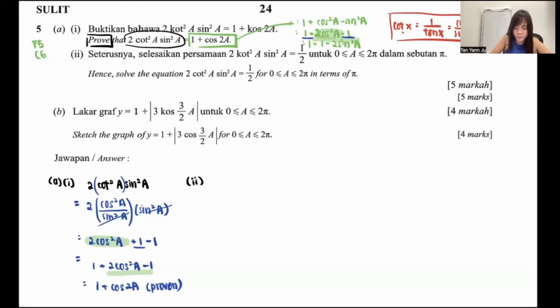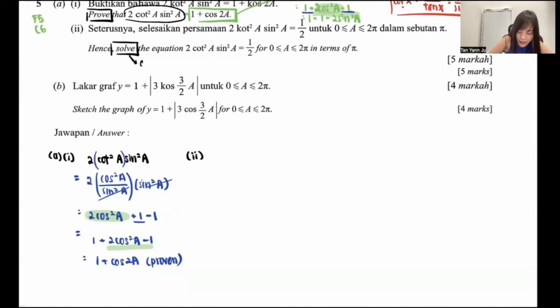Let's move on. A2. A2, they say solve. Find the answer again. Oh, solve, remember, under trigo, solve means find the angle out. So now your angle for this question is A. Okay, so now they ask me to solve the 2 cot square A sine square A equivalent to 1/2. Okay, so guys, how do we solve this one?